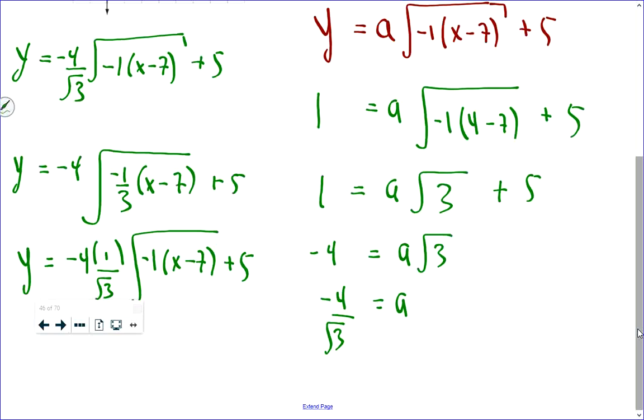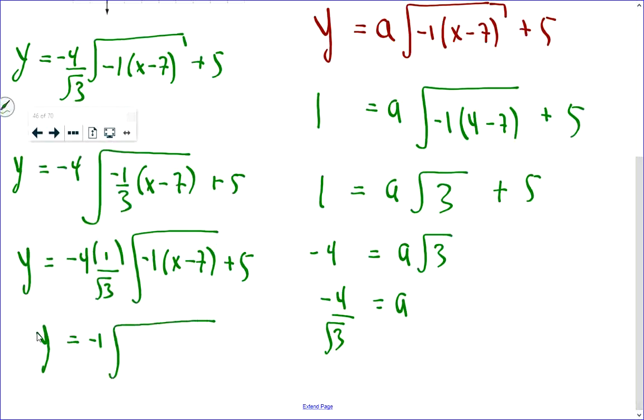If you wanted to, you could have done the whole thing by saying a is negative 1 and calculating the b value. And if you did that, you would end up with y equals negative 1, you would have negative 16 thirds here, because the square root of 16 is 4, so you could do that and move it out in front.